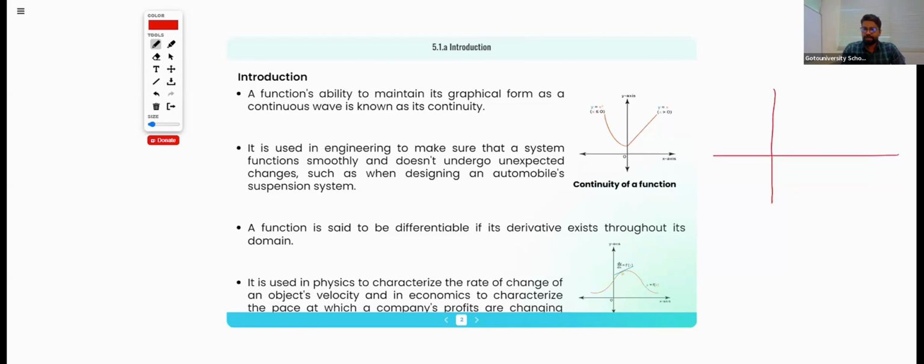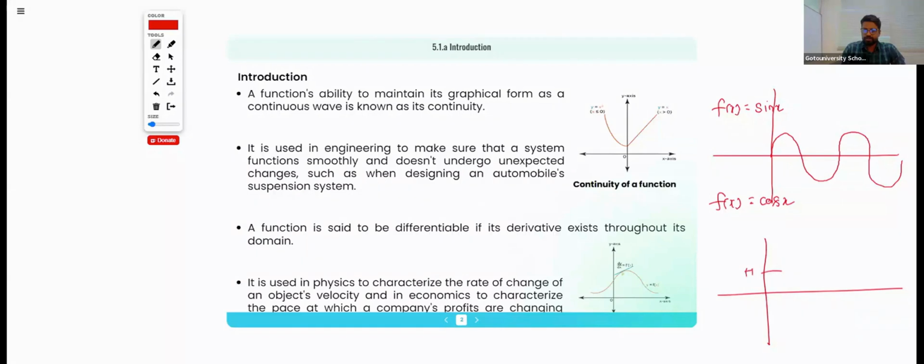So maybe a graph can be like this. I'll give you different types of graphs. Maybe a sinusoidal curve. The function may be f of x is equal to sin x. And what about cos x? If f of x is cos x, how will the function be? You know that, right? It will start from 1. If this is 1 and this is minus 1, it will go to 0. That's how it is, right?